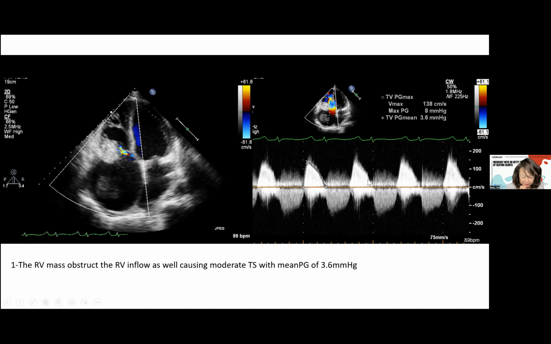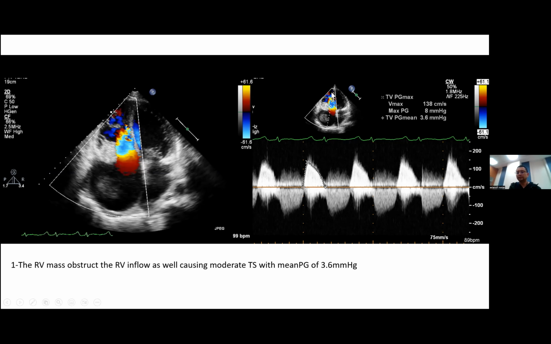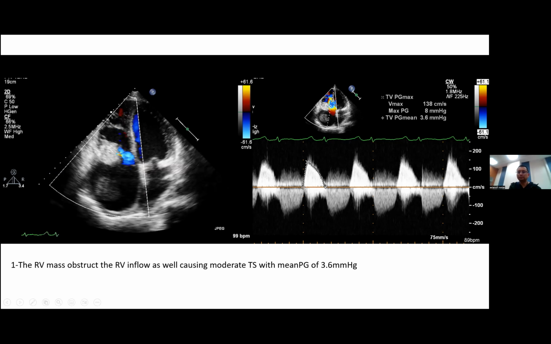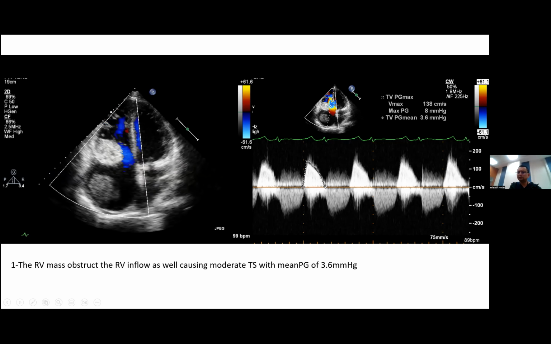So you can see this is the continuous wave Doppler across the tricuspid valve, the right atrium and the right ventricle. And you can see that the mean gradient is 3.6 millimeters of mercury. So you have some sort of tricuspid stenosis, but this is functional because of the mass. So the story continues. We did a cardiac PET-CT on the 13th of November 2019.